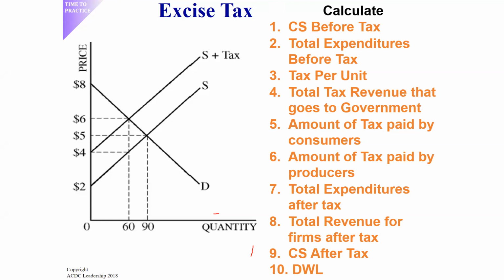Consumer surplus before tax. All right, so the price is 5. Consumer surplus is above the price and below demand. So this red triangle I'm making, that's all consumer surplus. Total expenditure is price times quantity. Before the tax, I've got $5 times 90. That's going to give me $450.